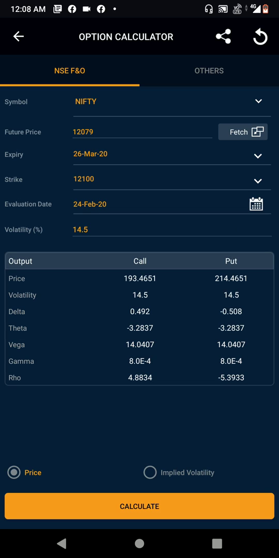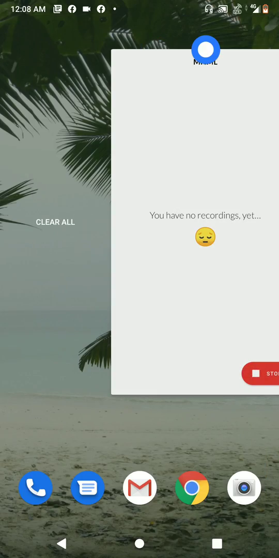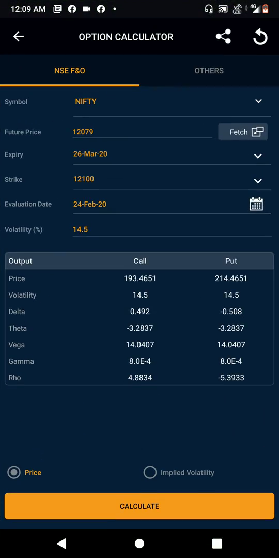So the price is 183, 193. The volatility is 14.5%, which is our historical volatility. And the delta is 0.49. What does this delta mean? Since this is an at-the-money option, meaning the strike is close to the spot, the delta is about 0.5.